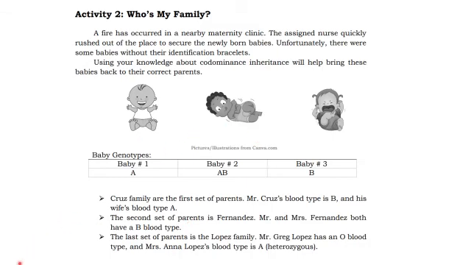First is the Cruz family, our first set of parents. Mr. Cruz's blood type is B and his wife's blood type is A. The second set of parents is the Fernandez family. Mr. and Mrs. Fernandez both have B blood type. And the last set of parents is the Lopez family. Mr. Greg Lopez has an O blood type, and Mrs. Ana Lopez's blood type is A, which is heterozygous blood type A.